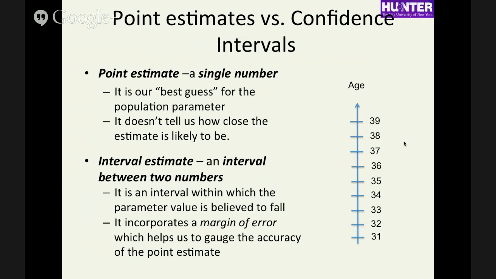So that interval estimate, yes, question? No, a point estimate's a single number. So that would be an interval estimate. That's a range, so that is an expression of uncertainty. Interval estimates are an expression of your uncertainty. Point estimate is 39 years old. Interval estimate is between 30 and 50 years old.